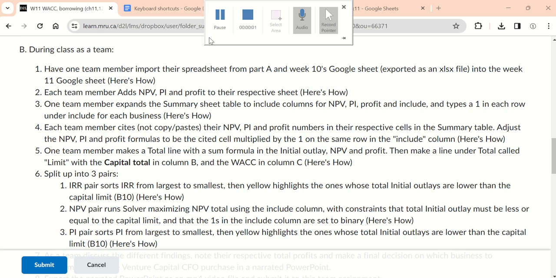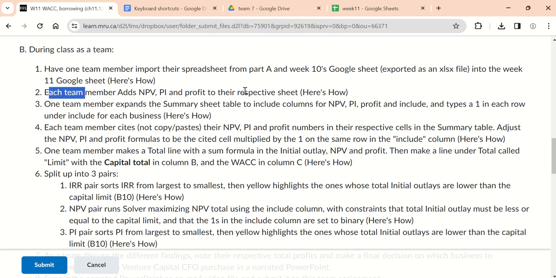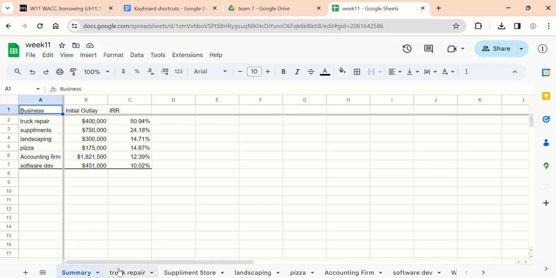Week 11 assignment, Part B, Step 2. This is done by each team member. They go on the respective sheet that they made with their business, and they're going to add the net present value, the profitability index, and the profit on their sheet. So if I go to our Google Sheet, I did truck repair.